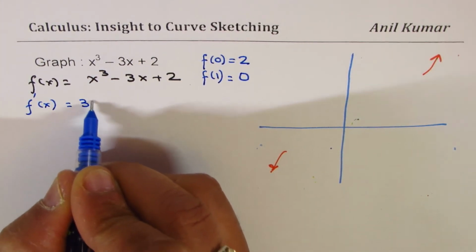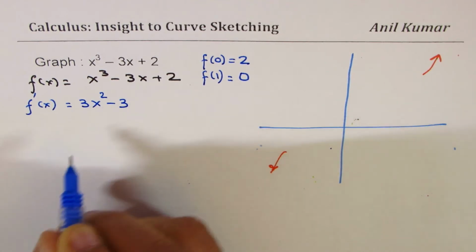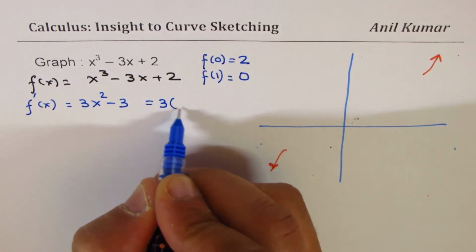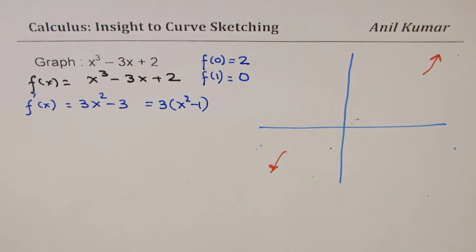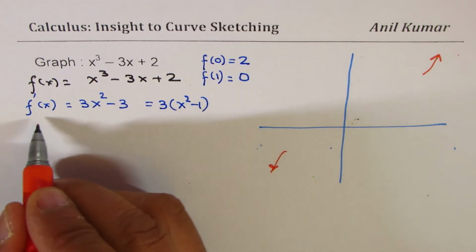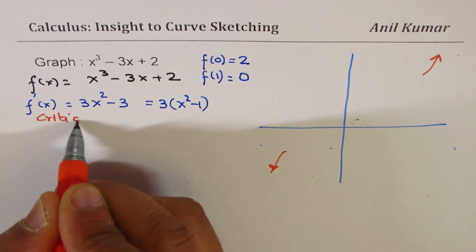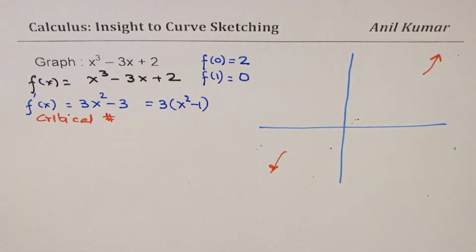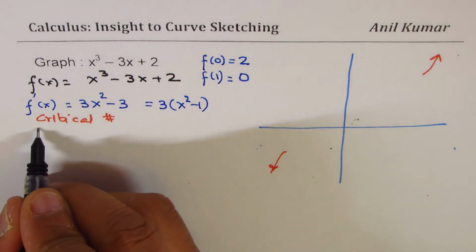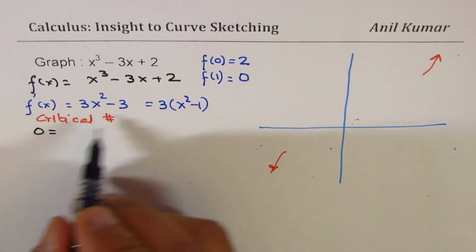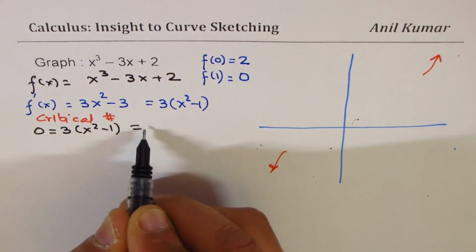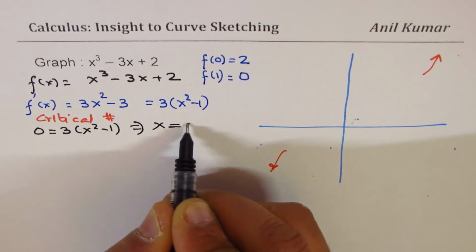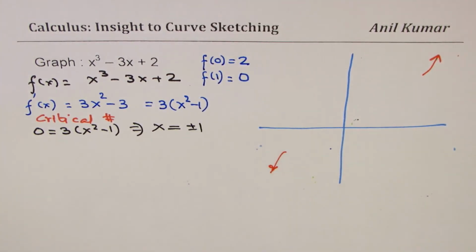The first derivative is 3x squared minus 3. Now 3 is common, so we get 3 times x squared minus 1. So we do have critical numbers here, right? So let's figure out the critical numbers. A critical number is where the first derivative is 0 or does not exist. It is 0 for x equals plus or minus 1, correct? So that gives you critical numbers x equals plus or minus 1. So there are two critical numbers.